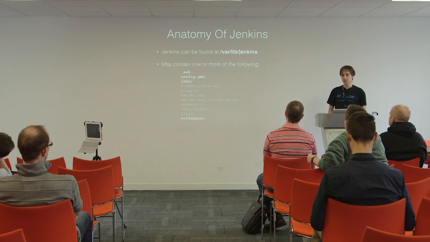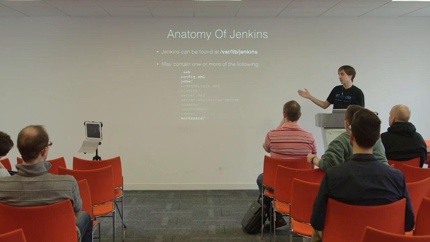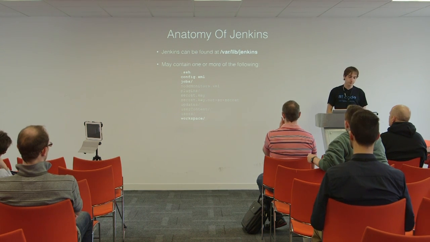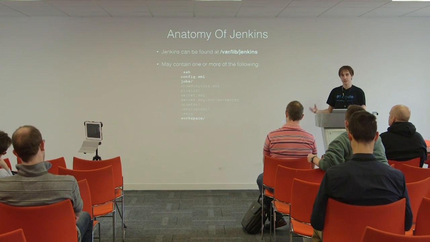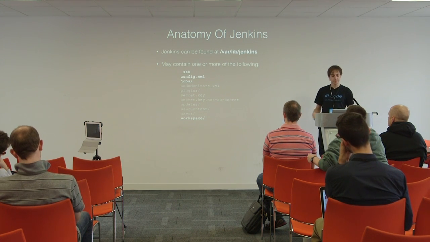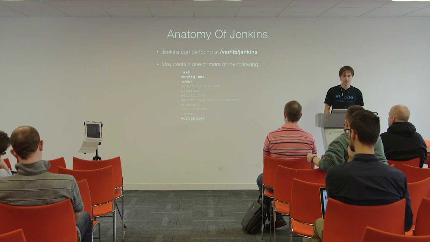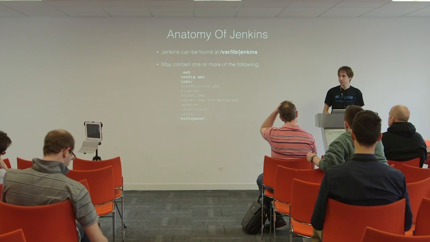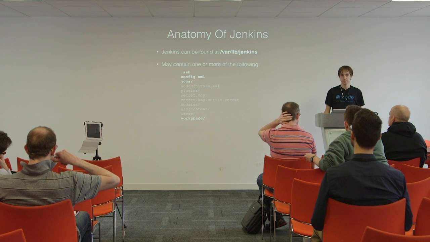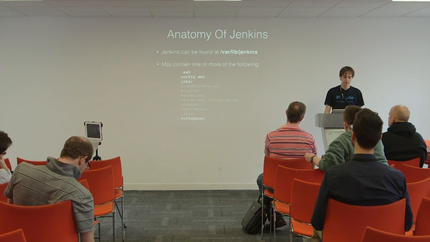It's probably a good point to check out the anatomy of Jenkins then. So on a Linux box, it'll be under /lib/jenkins. And it may contain one or more of the following folders and files. If you install plugins and things, you tend to see more things added to this list. But you can see the config.xml file there. That stores the configuration for Jenkins as a whole. So anything that you configure in terms of security and domain authentication goes in there.